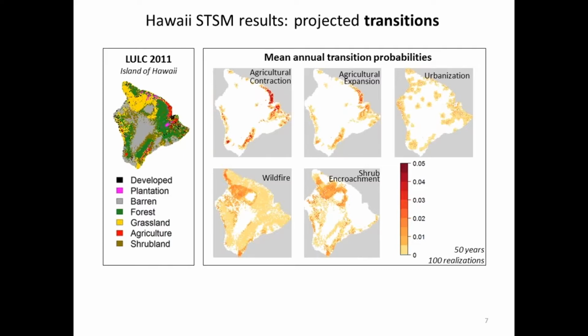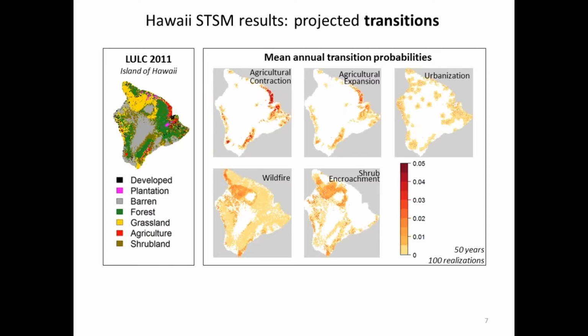So here's a map of the existing land use cover change. We're just looking at the island of Hawaii, the Big Island, in 2011. So you get some idea of, for reference, where you are in the island. And here we're looking at the annual transition probability, the mean for that over the 100 Monte Carlo simulations, right? And also averaged over all 50 years.